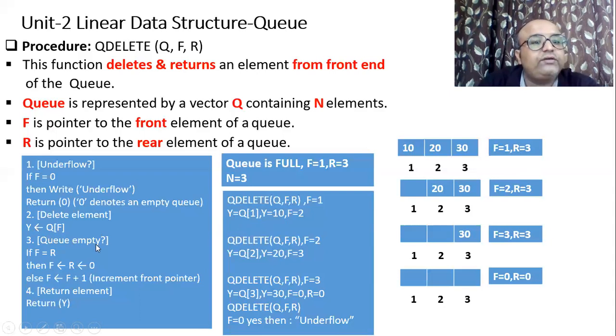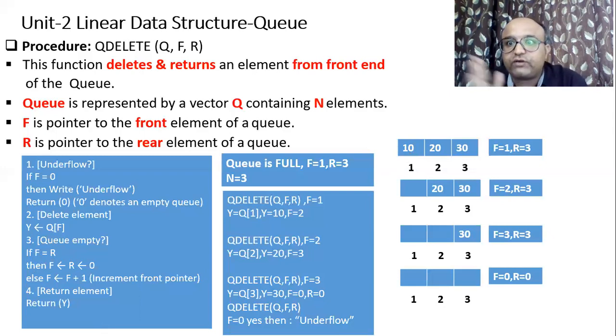Now we'll check Q empty. We'll check F equal to R. No. In our case, F is 1 and R is 3. It means this condition becomes false. So it will move into the else part. So now simply what we have to do? Logically this 10 will be removed from the Q. So obviously when 10 is removed from the Q, it means 10 is not a part of Q.